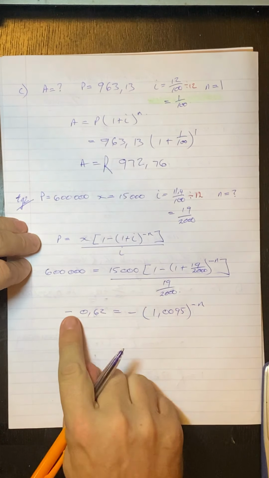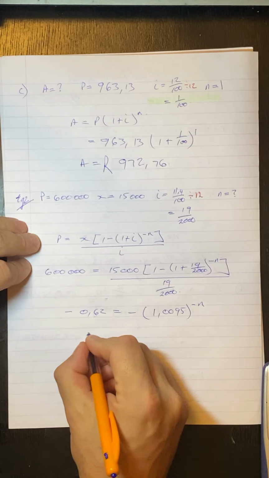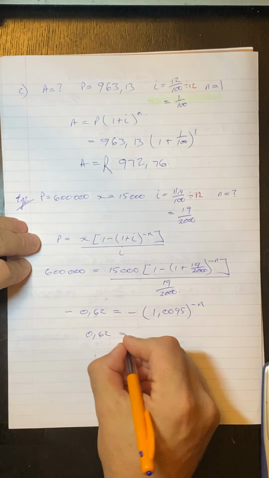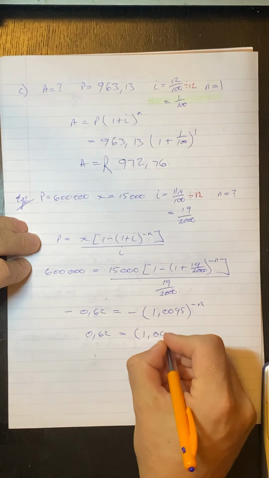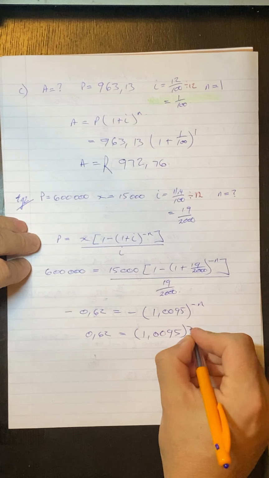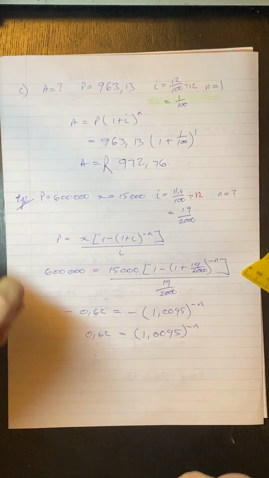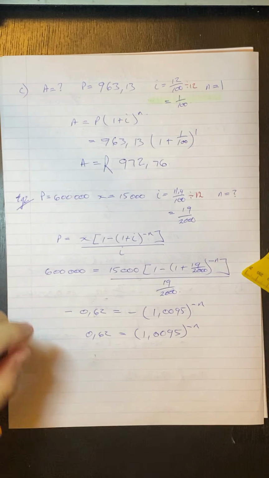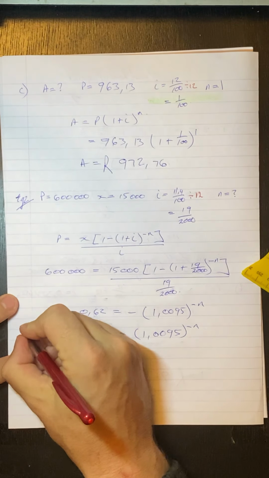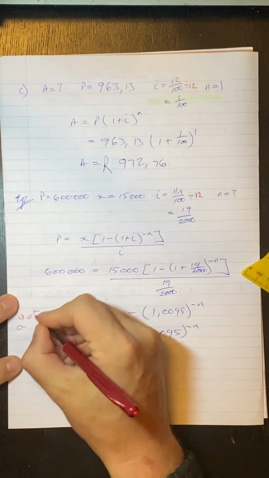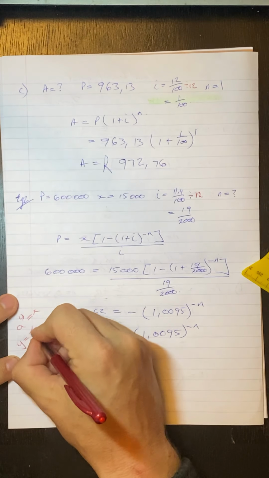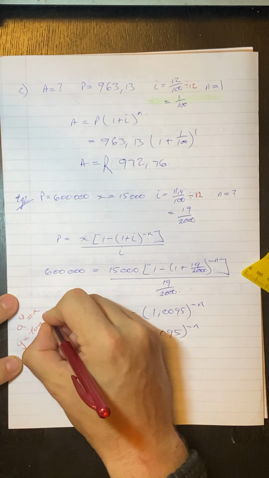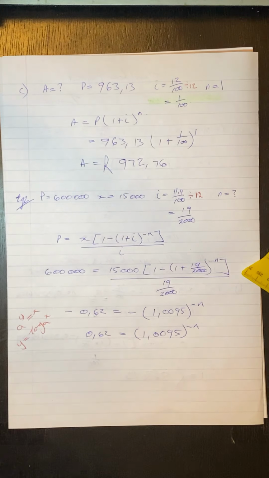Okay, divide both sides by negative 0.62, equals 1.0095 to the minus n. Okay, so now I'm going to use logs to find out what n is. I'll write it on the side here, just to refresh your memory. A to the y is equal to x. That means that y is equal to log x base a. So that's what I'm going to use here.